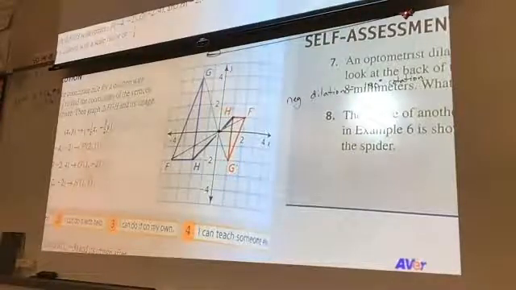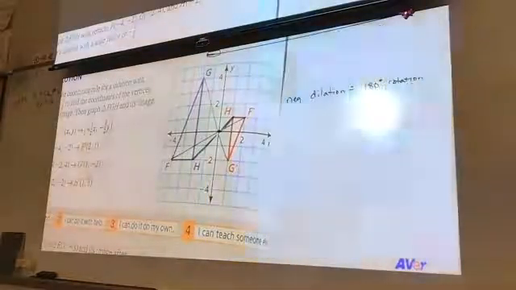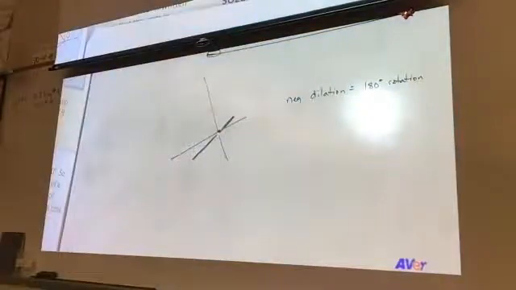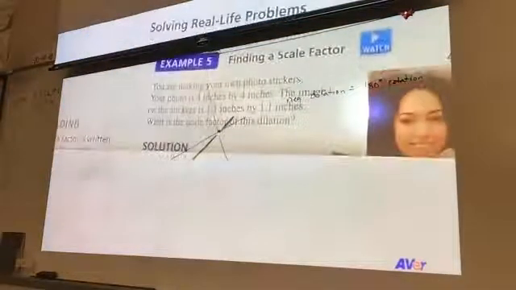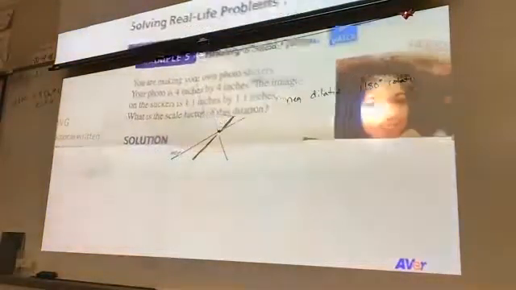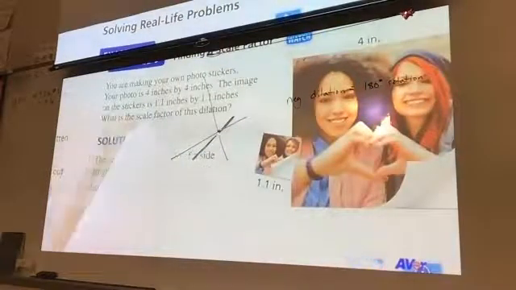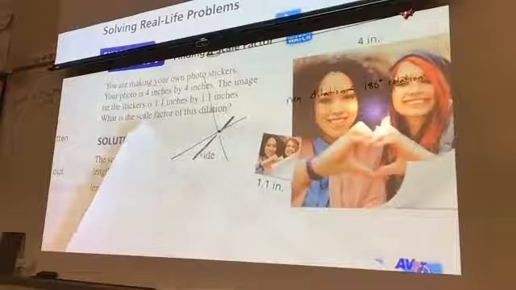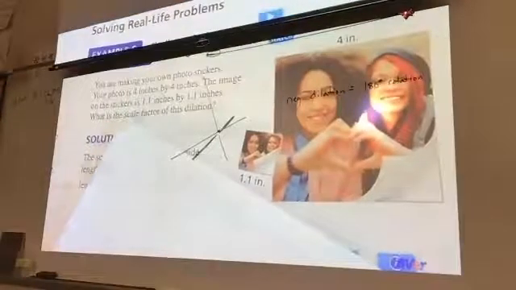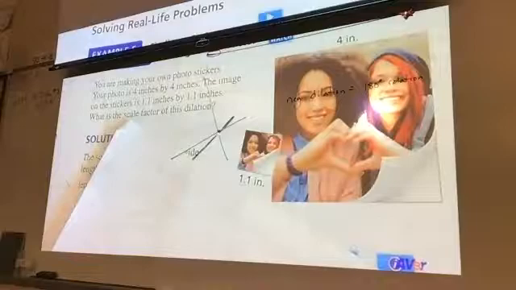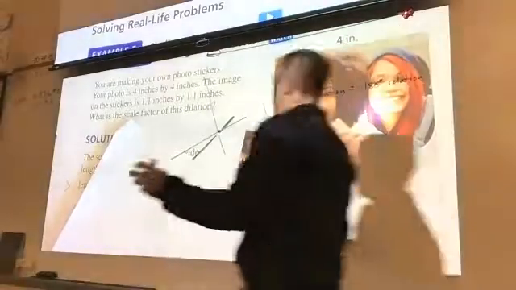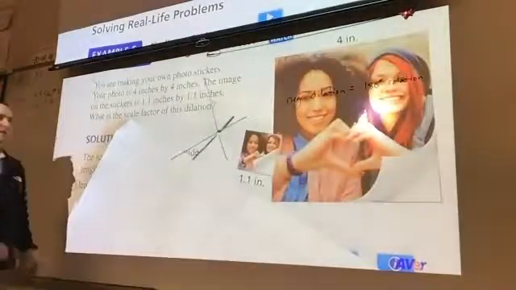So beyond just finding our scale factor and beyond just doing this on a coordinate plane, we've got one other type of thing that we need to talk about, and it's not on a coordinate plane. It's more of a real world situation, okay, which is what we're looking at here. We cover up the answers so you don't have answers there. But we're looking at a real world situation involving scale factor.